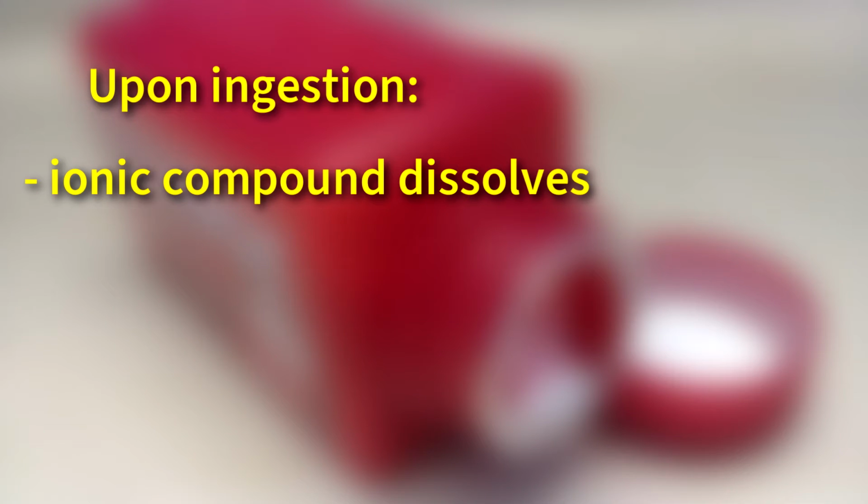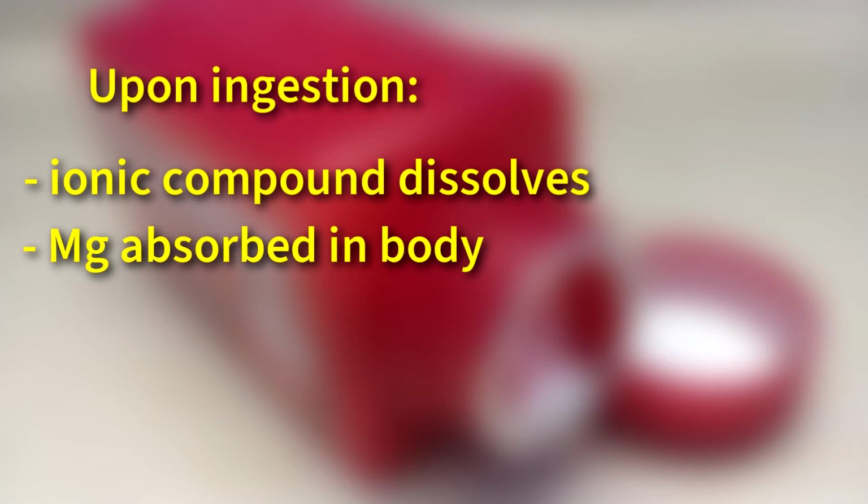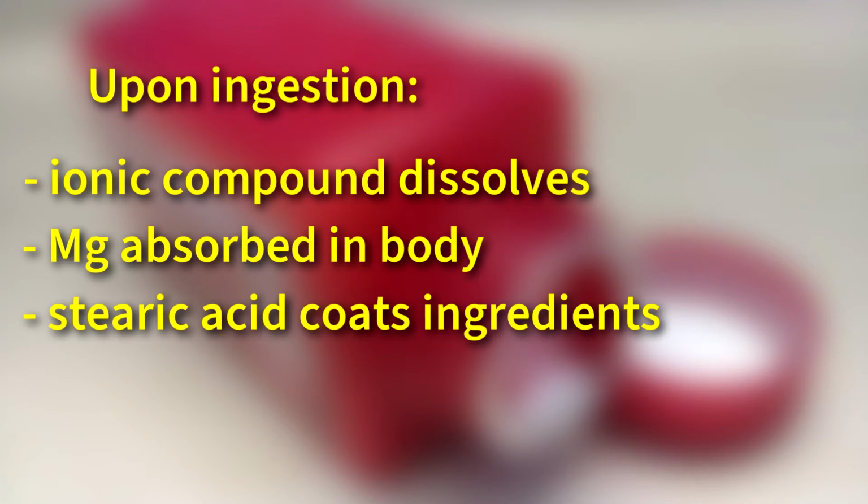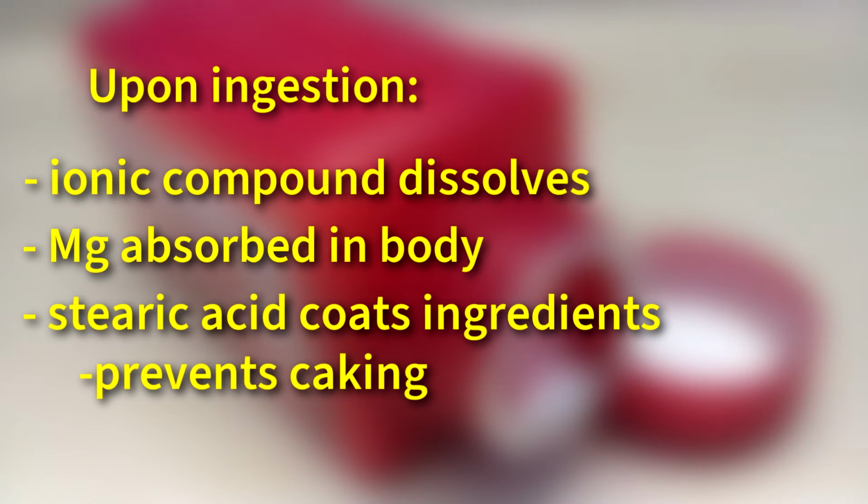Yeah, it's also a white powder. Do you see where I'm going with this? Upon ingestion, the ionic compound dissolves and splits apart into its cation and anion. The magnesium is absorbed into the body, and since stearic acid is a fat, it's insoluble in water. This allows it to coat the rest of the contents of the pill to prevent them from clumping up and allowing it to flow better in the body. This is what's known as a flow agent.